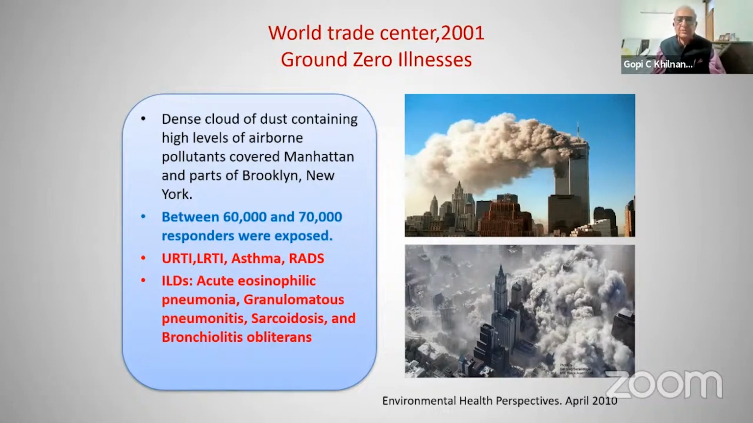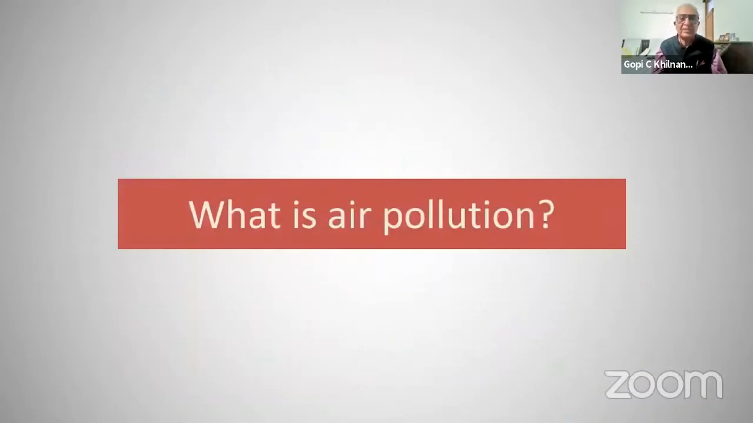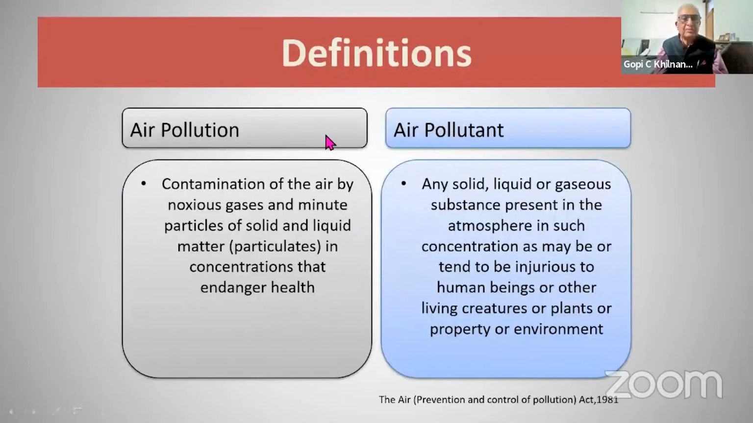So pollution affects us in two ways. That is an acute way that you see during this World Trade Center disaster, and the other thing is the common one, that is COPD. So what is air pollution? Air pollution is a contamination of air by noxious gases and minute particles of solid and liquid matter in concentration that endanger health. And what is a pollutant? A pollutant is any solid, liquid or gaseous substance present in the atmosphere in such a concentration as may be or tend to be injurious to human beings or other living creatures or plants or property or environment.